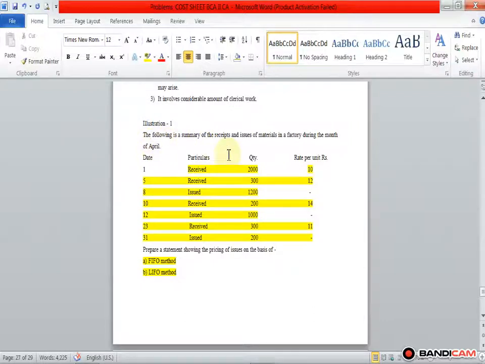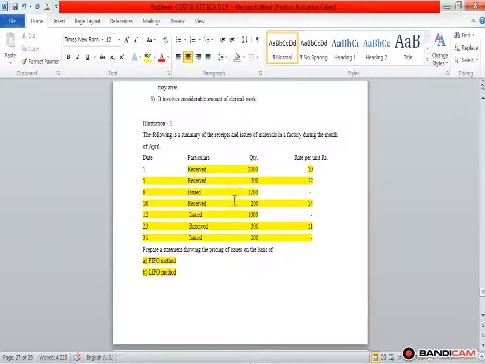The following is a summary of receipts and issues of materials in a factory during the month of April. The problem is the same, and it is solved according to the LIFO method. On 1st April, material received: quantity 2000 at a rate of rupees 10. On 5th April, received material of 300 quantity at rupees 12 per unit. On 8th April, issued 1200 quantity of material.